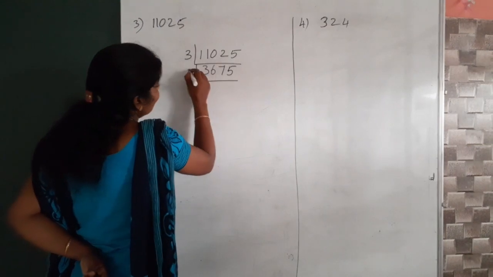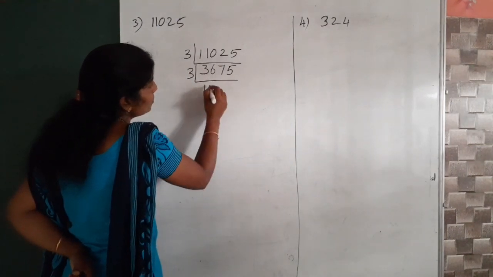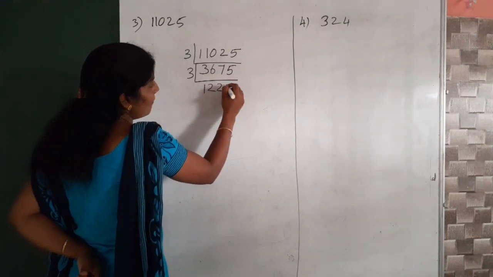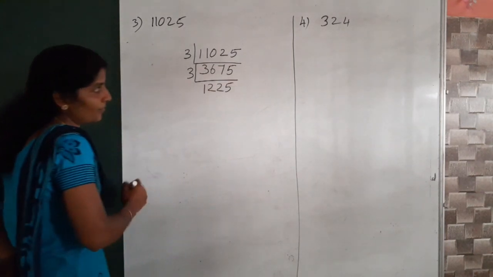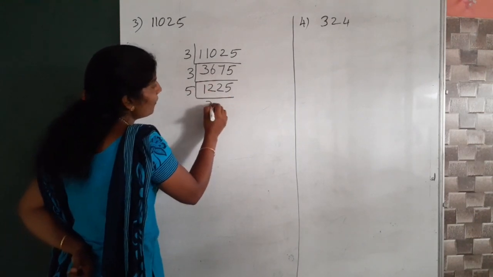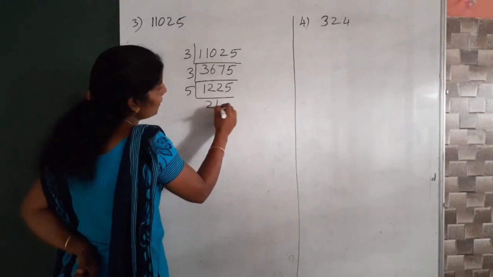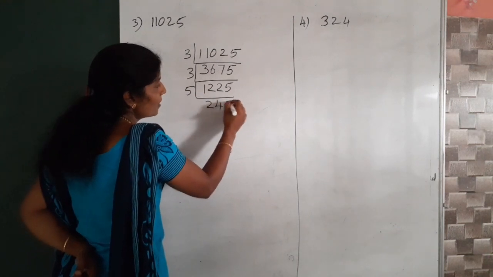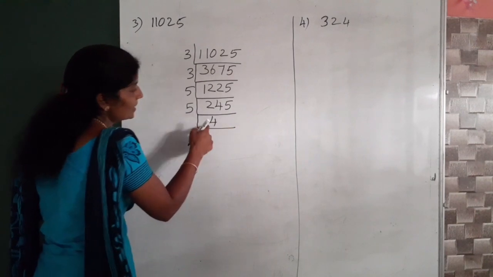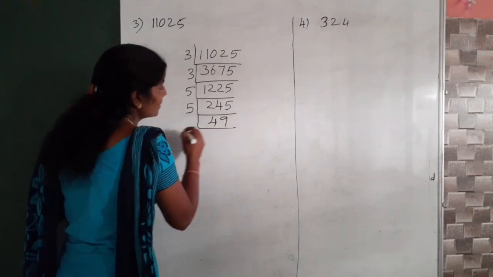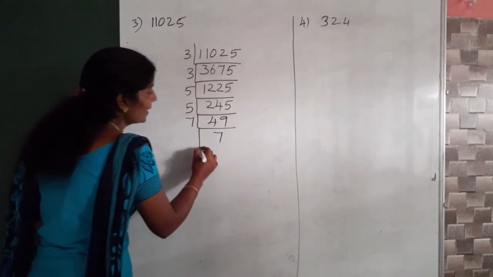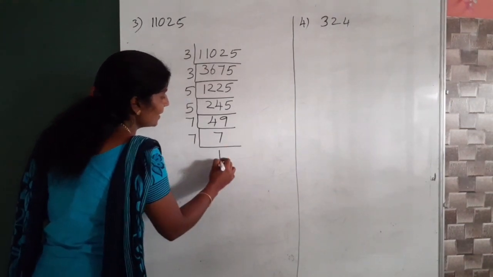Then 3 table. 1 3 is 3. 2 3s are 6. Here 2 3s are 6. 5 3s are 15. Then this is not in 3 table, so we can take 5 table. 2 5s are 10. 4 5s are 20. 5 5s are 25. Now 4 5s are 20. 9 5s are 45. Then 7 table, 7 7s are 49. Then for 7 table, 1 7 is 7.